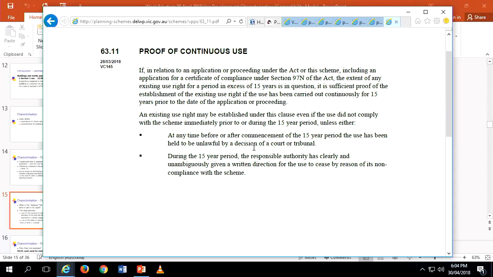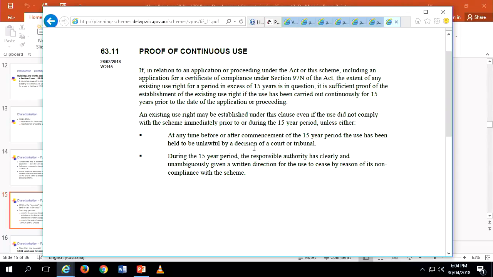Does it transfer if you buy it? Yes, they do. It does. Let's talk about use. It's got nothing to do with who owns it. So generally speaking, planning rules, including permits or existing use rights, run with the land. Now that's pretty important. So good question.